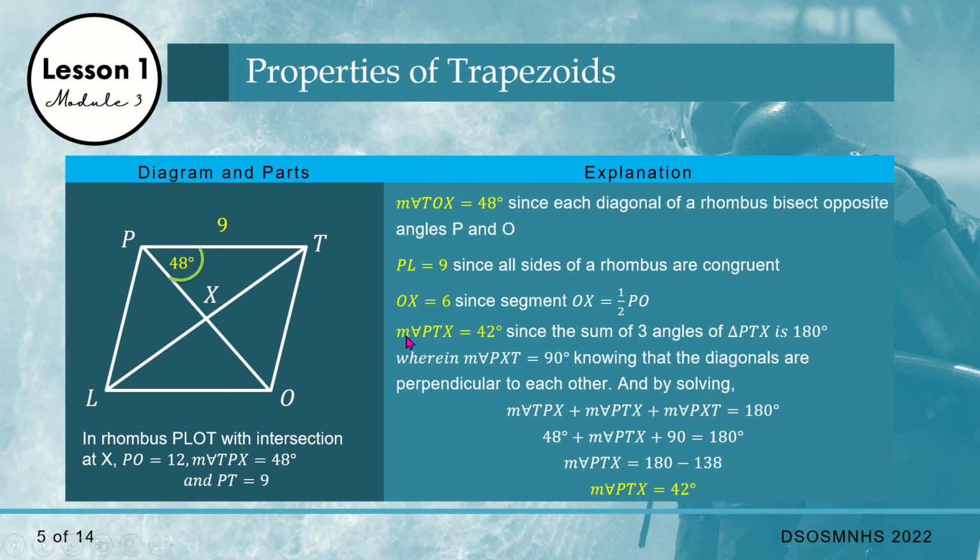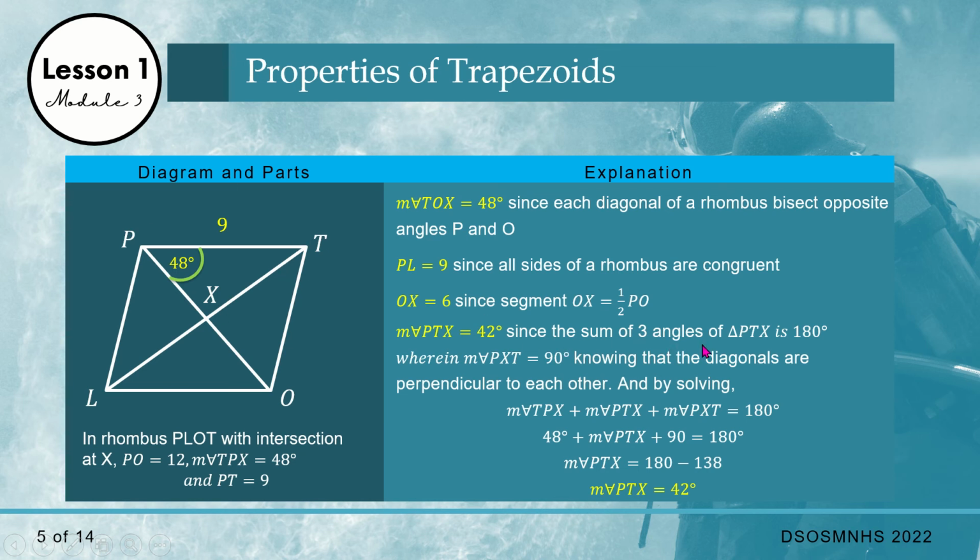Lastly, measure of angle PTX. Asan PTX? PTX. Okay. Ang kaning angle PXT at the center is 90 degrees. More or less pareho siya properties sa square, no? The two diagonals of a rhombus, when they cross each other, they are perpendicular. So therefore, ang upat ka angle nga nasa center in the middle measures 90 degrees. Okay. Since the sum, yun sa pagkuha ang angle PTX na 42 degrees.